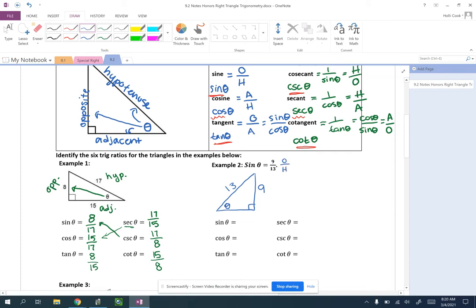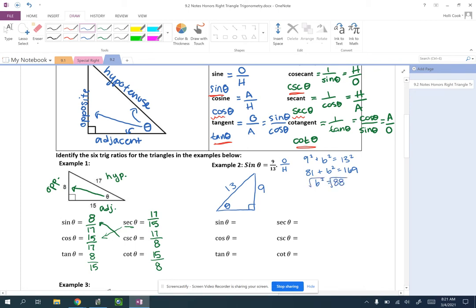Opposite over hypotenuse. Okay, now we need to find the third side. So to do that, we're going to have to use the Pythagorean theorem. So we know 9 squared plus b squared equals 13 squared. That means 81 plus b squared equals 169. If we subtract 81, we'll get b squared equals 88.